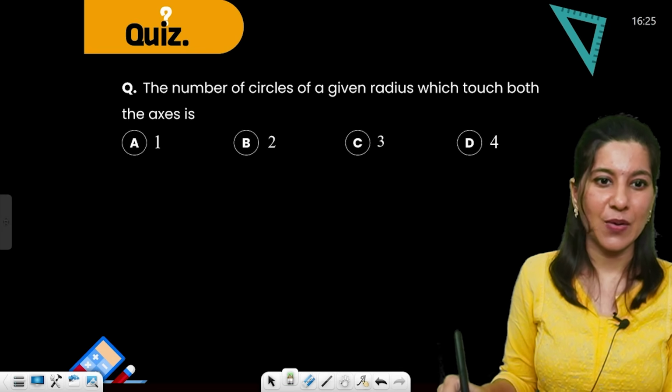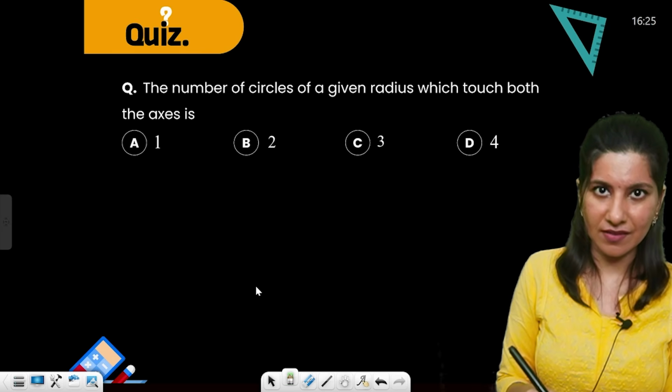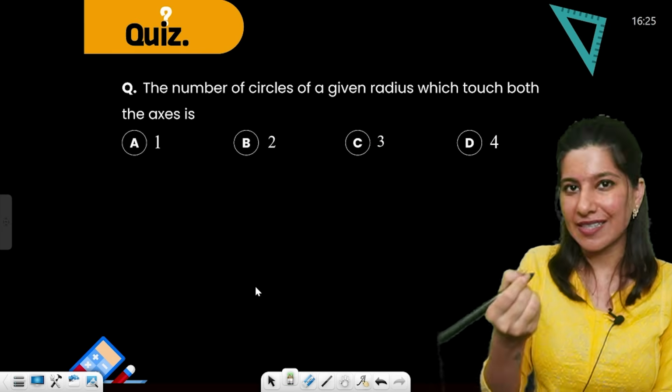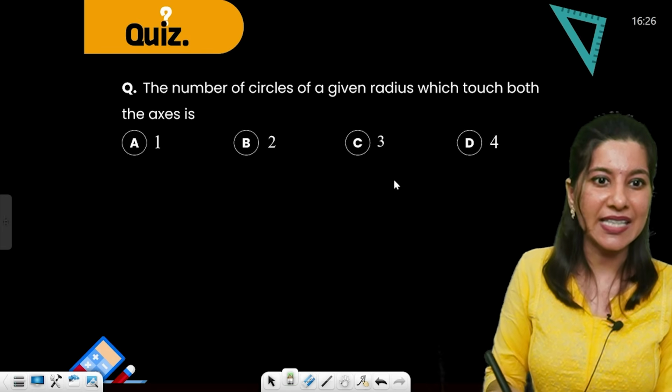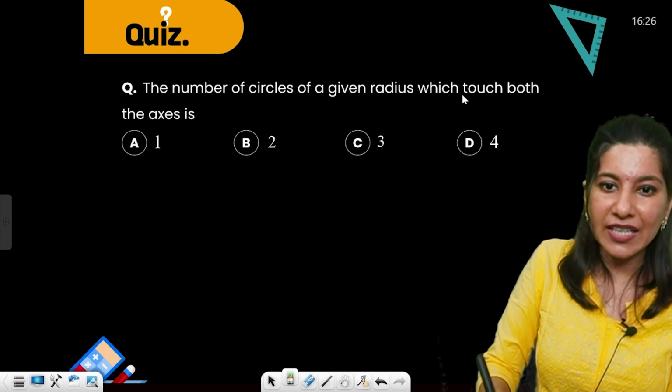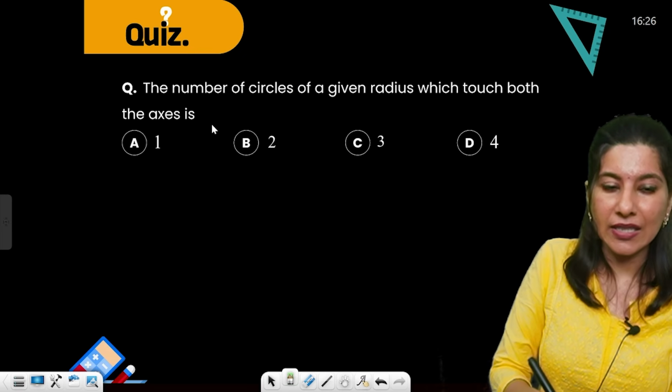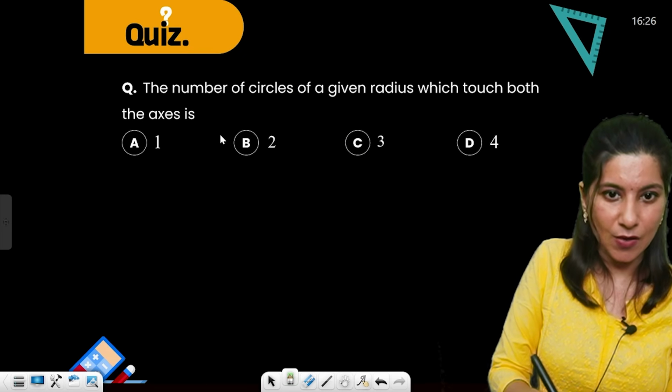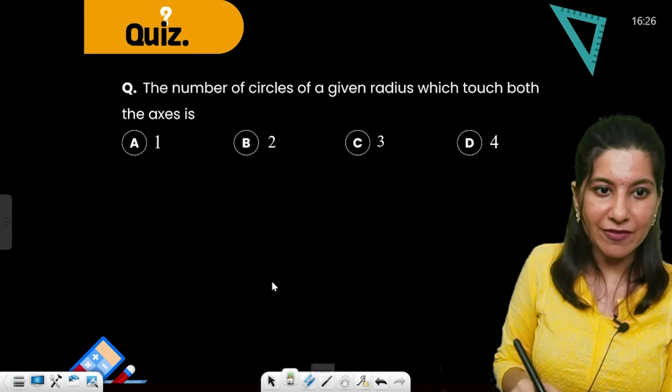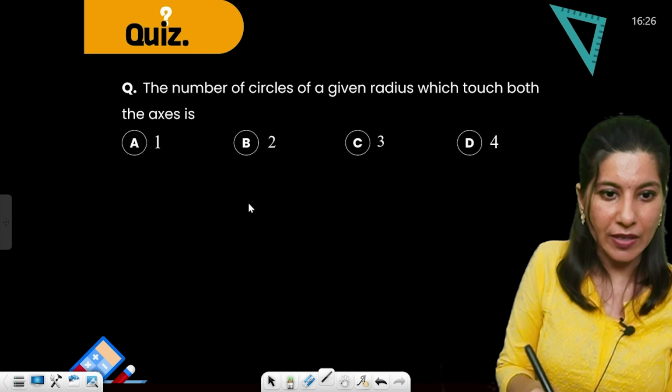Okay. All right. Now let us do one visual question. Let's see how many of you are able to visualize the number of circles of a given radius which touch both the axes. Okay. So now we are looking for the number of circles. Okay.